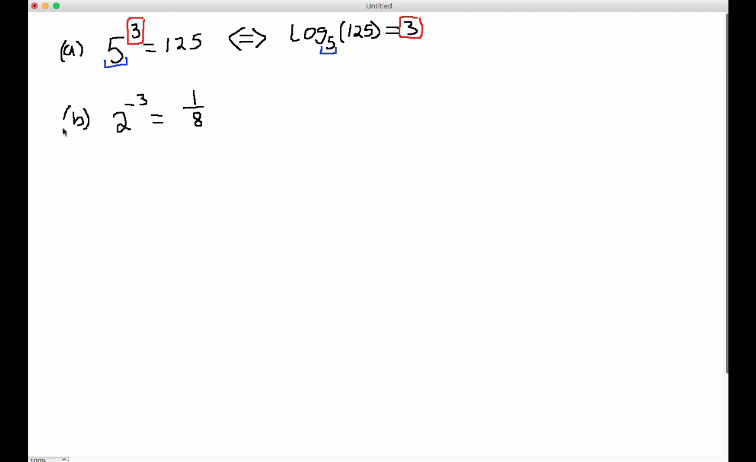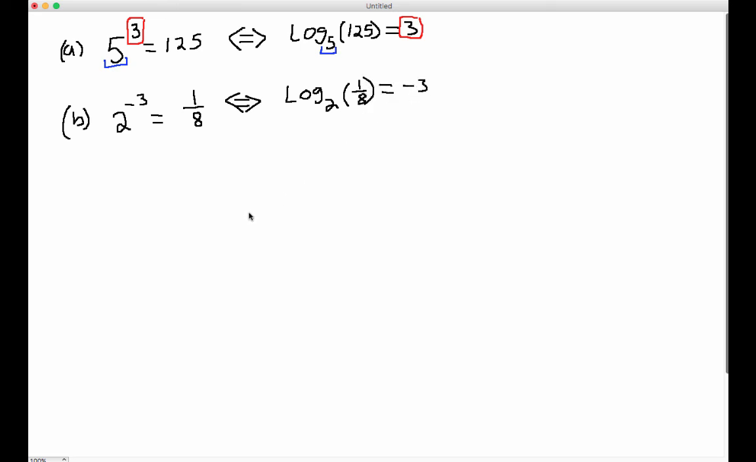So in part B here, we want to go ahead and turn that one into a logarithm also. So how would we do that? Well, to write that as a logarithm, that would say the exponent on a base 2 that yields 1/8 is equal to negative 3.